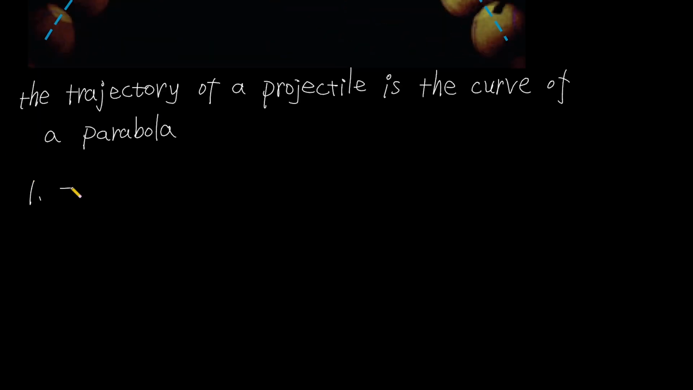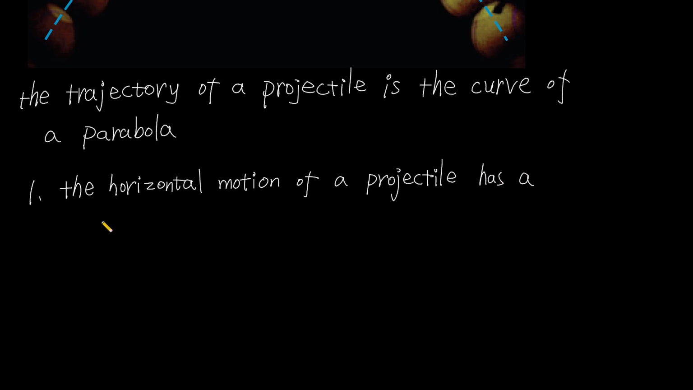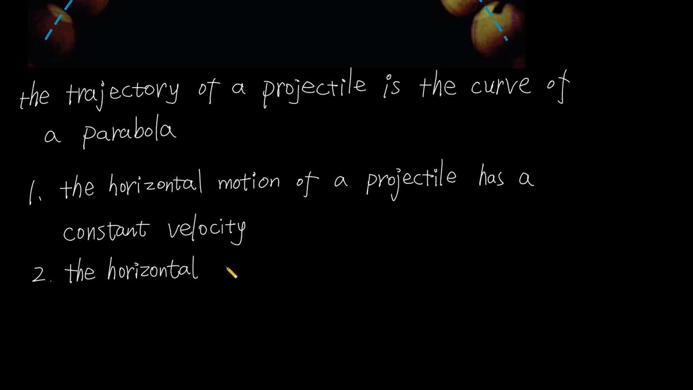Number one, the horizontal motion of a projectile has a constant velocity. Number two, the horizontal component of acceleration is zero. In fact, these two are the same.